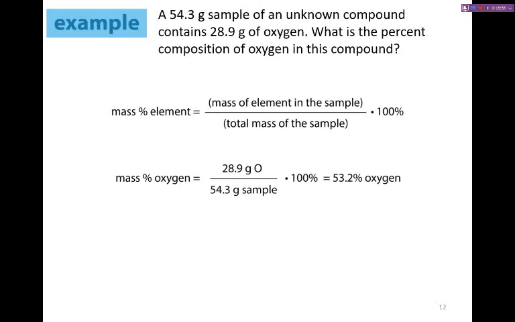So that's it for this video. In the next video, we're going to look at calculating using the empirical and molecular formulas in relation to each other.